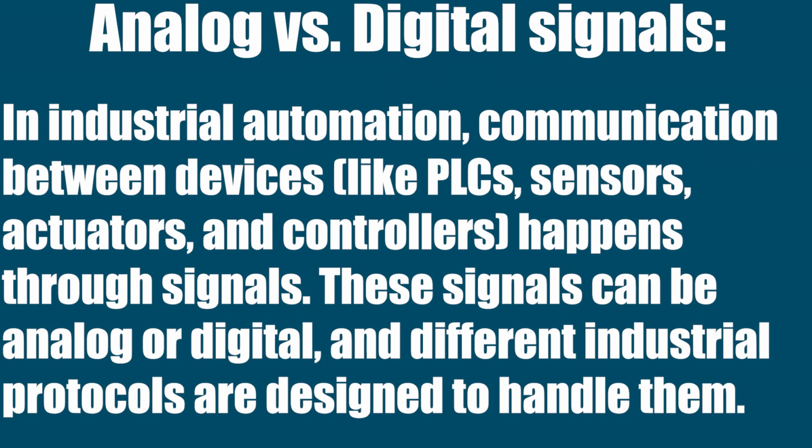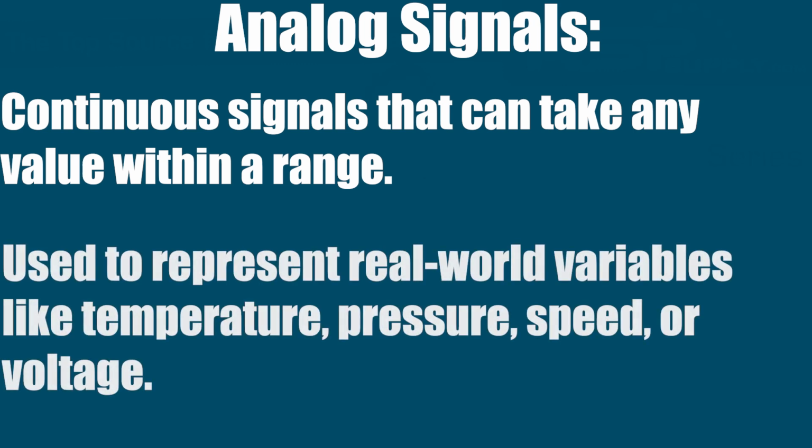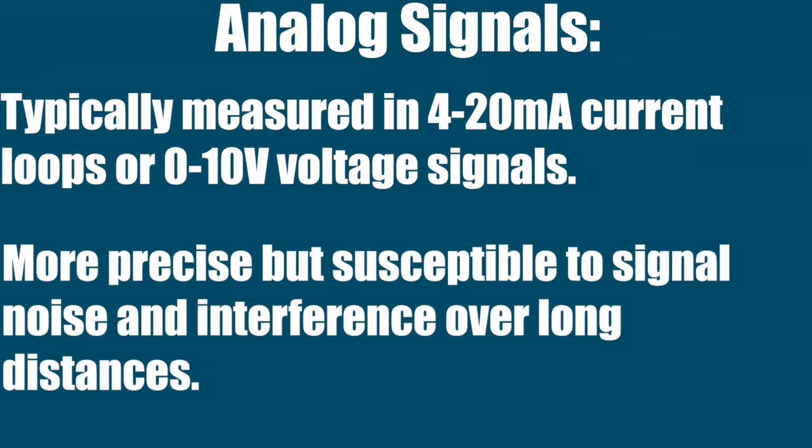We got analog versus digital signals. In industrial automation, communication between devices like PLCs, sensors, actuators, and controllers, it all happens through signals. These signals can be analog or they can be digital, and different industrial protocols are designed to handle them. So about analog signals, they are continuous signals that can take any value within a range. It's used to represent real-world variables like temperature, pressure, speed, or voltage. It's typically measured in 4 to 20 milliamp current loops or 0 to 10 volt voltage signals. It's going to be more precise, but more susceptible to signal noise and interference over long distances.